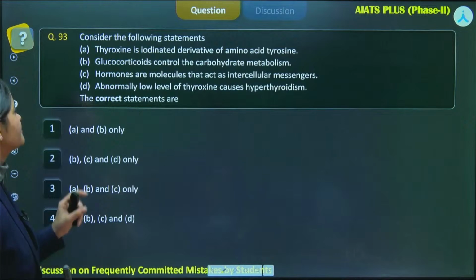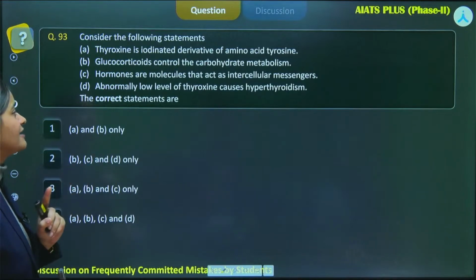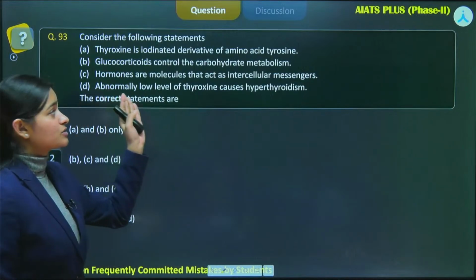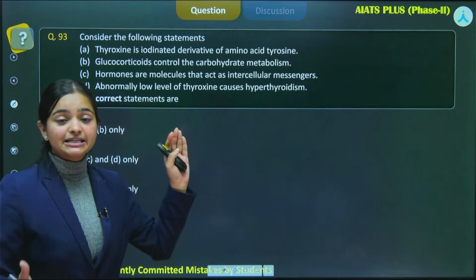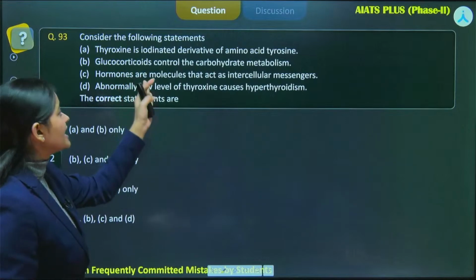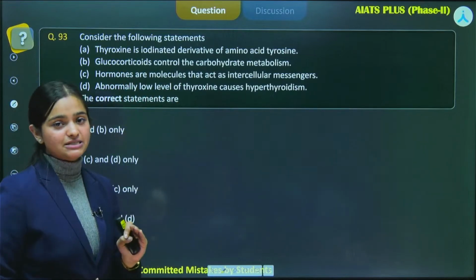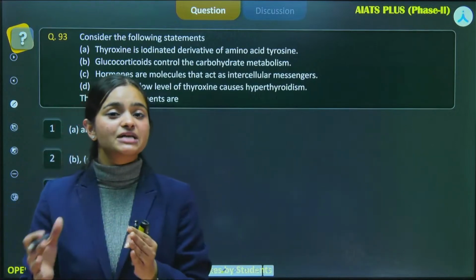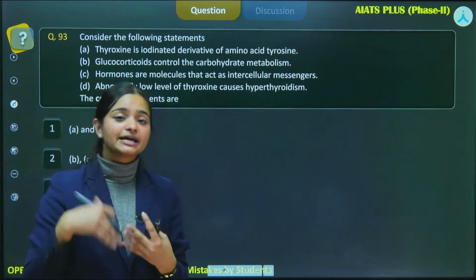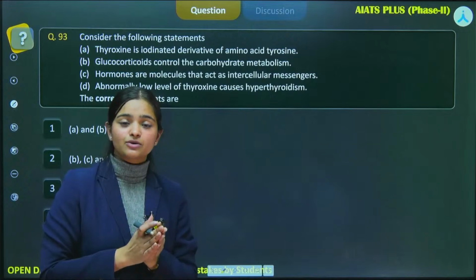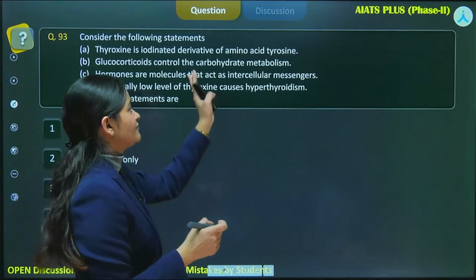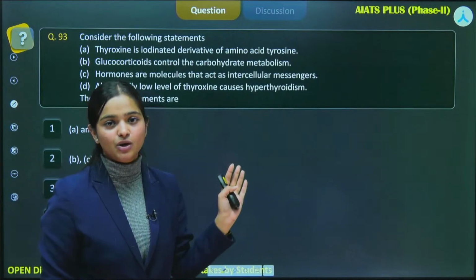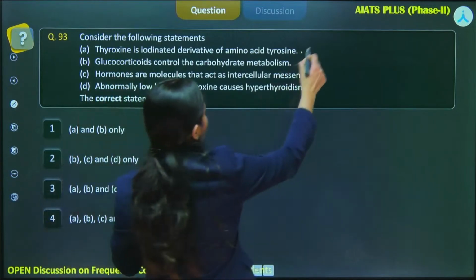Consider the following statements. Thyroxine is an iodinated derivative of the amino acid tyrosine. It is very clear that thyroxine, which is found in the thyroid gland, is an iodinated derivative of the amino acid tyrosine. Now we all know that essential amino acids are those which are derived from our diet, whereas non-essential amino acids are made in our body. So if it is found in the thyroid gland, then tyrosine is definitely a non-essential amino acid. This is a correct statement.